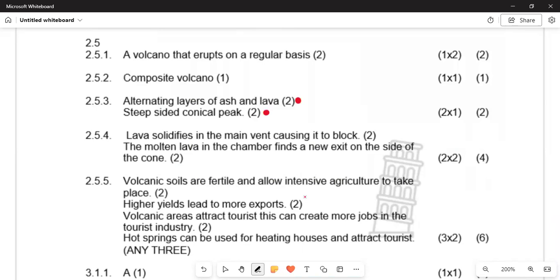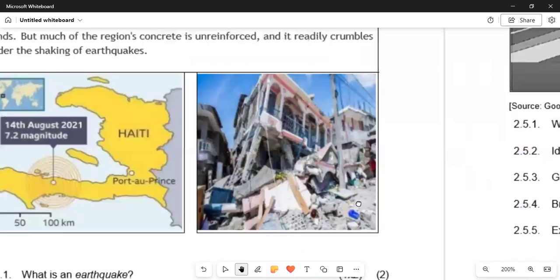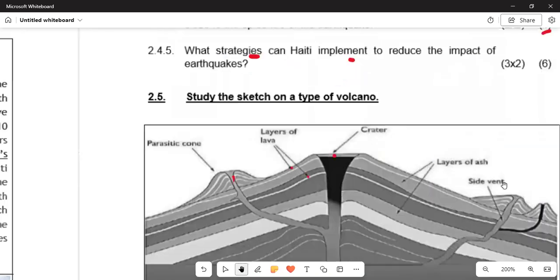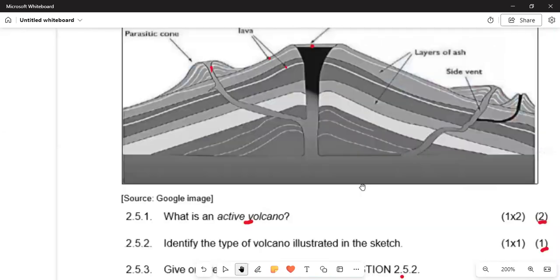So we are saying that this is the sketch that we are talking about. And then we have this particular volcano, and we've got these side vents as evidence. The last question 5: explain the positive economic impact of a volcano in a country. Why is the volcano positive in terms of the economy in South Africa? That is what we need.